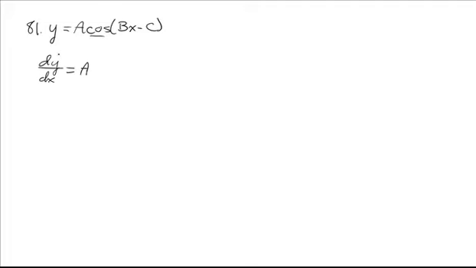So cosine is our outside function. Derivative of cosine is negative sine. We leave the inside alone, so it stays as bx minus c. And then we have to multiply by the derivative of the inside.